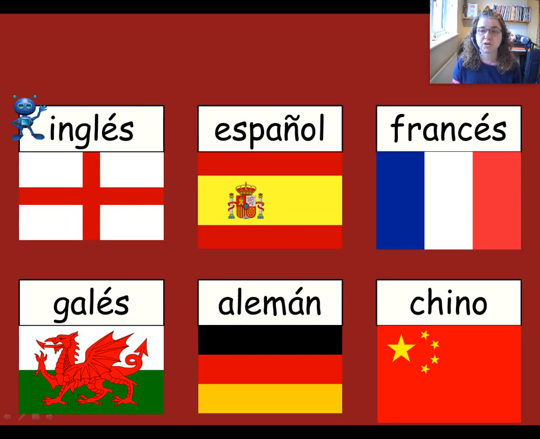Of course, we were also using the flags, weren't we, to help us to practice these different languages. So let's just have a quick practice of them just to remind ourselves of the flags.